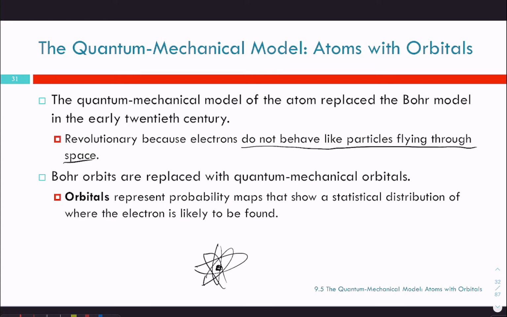Well, the quantum mechanical model said that's not it. It doesn't actually look like that. And so it replaced these specific orbits, which are like a path where you'd have like an electron, like the moon, orbiting, with quantum mechanical orbitals. So they thought they were fancy, they changed the end a little bit. An orbital is a probability map. So it's basically a statistical distribution of where the electron is likely to be found. So rather than being this set path, they said it's a cloud.